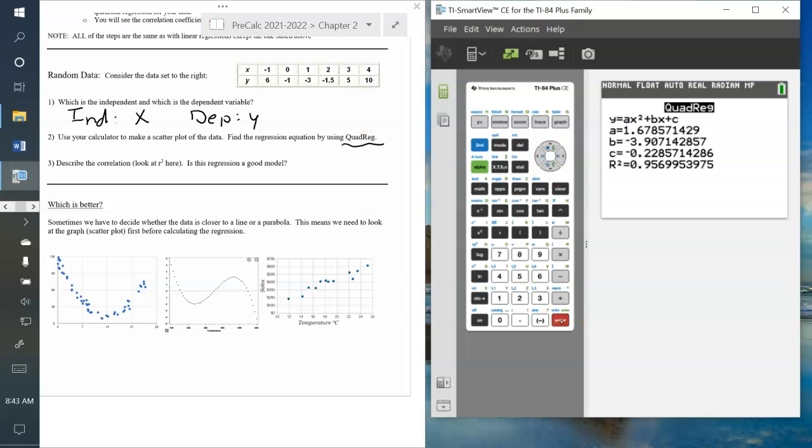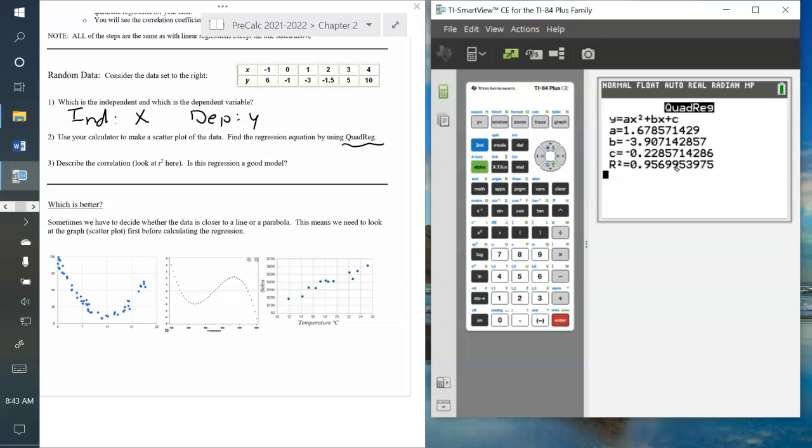And right here I have my quadratic regression. It's telling me it's ax squared plus bx plus c. So a is 1.678. B is -3.907, C is -0.229, R squared is 0.95699, and so on. So I have a very strong correlation here.